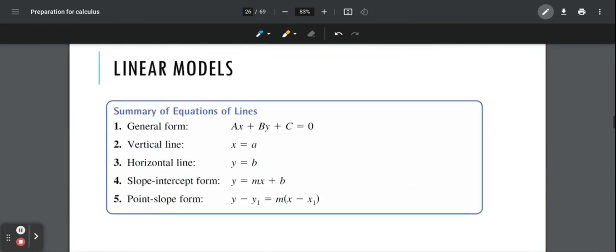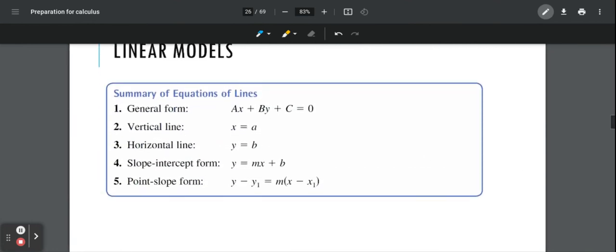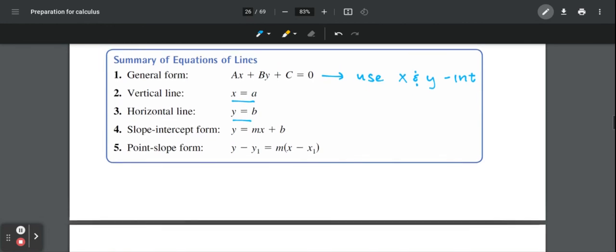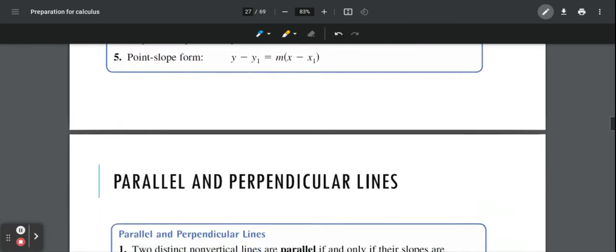So here's your slide just with your equations that we've talked about. When you're working with general form, if you have to graph, you're probably going to use your x and your y intercepts, right? Moving the c to the other side. Remember, vertical lines are just your x equals equation. Horizontal lines are your y equals equation. And then we have the slope-intercept and the point-slope that we've worked with earlier in the section.